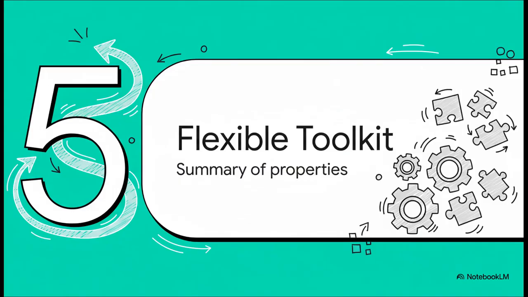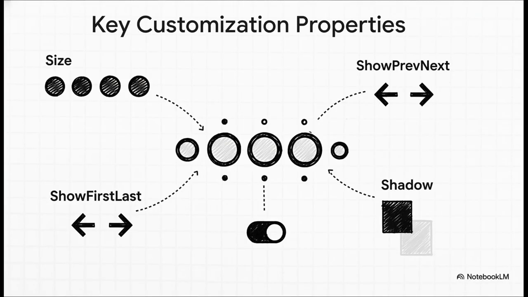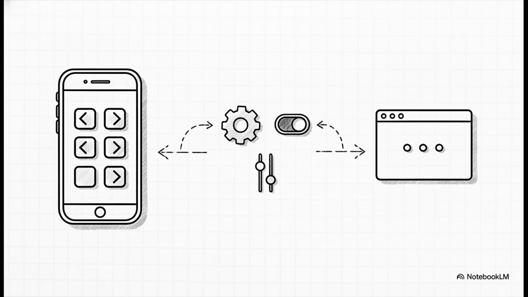We have covered a lot of ground, haven't we? We've gone from the very basics of sizing all the way to advanced navigation and styling. So let's pull all this together and look at what makes this such a powerful toolkit. Let's do a quick recap of the highlights. You have complete control over the size. You can flick the Show Prev Next and Show First Last buttons on or off with simple flags. You can add that slick depth with the shadow property, and of course, you can manage the whole thing's state with disabled. And that's the real magic here.